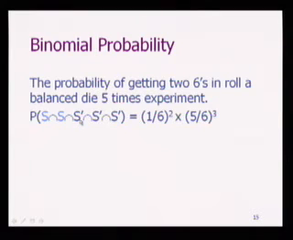Probability of not getting a 6 is 5/6. There are 3 of them. So (5/6) raised to the 3rd power. Right? Or you say 5/6 times 5/6 times 5/6. This gives you the chance of this event: the first 2 times you get 6, and the next 3 times you don't get 6.